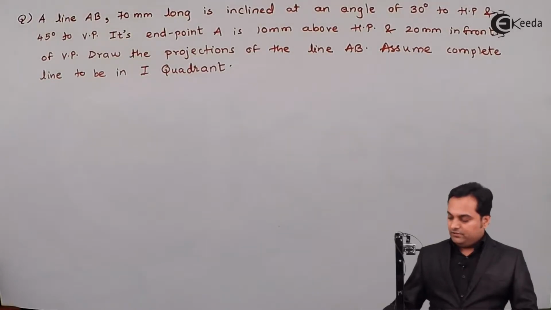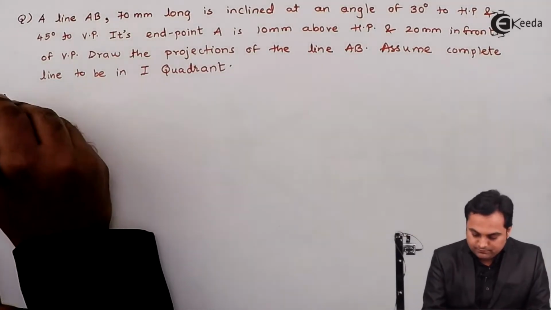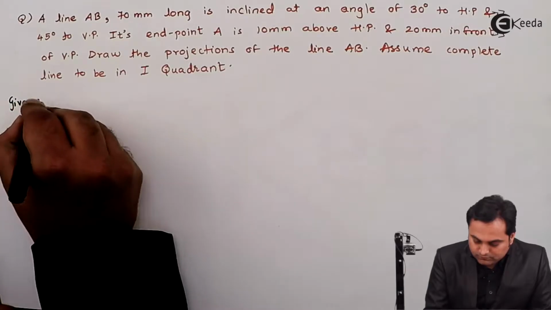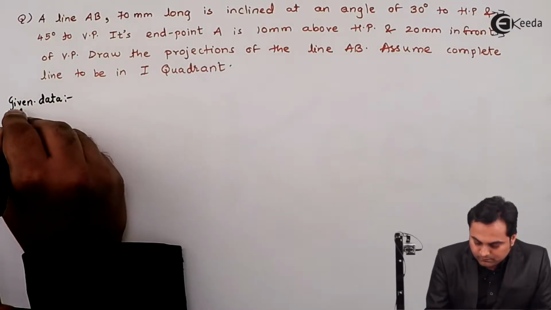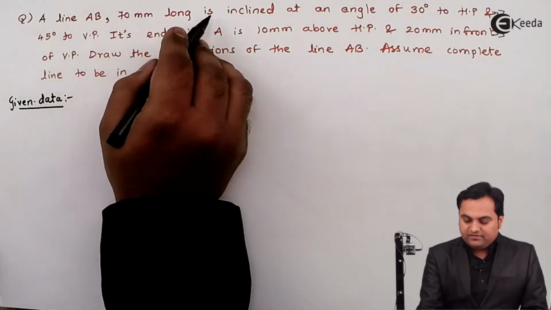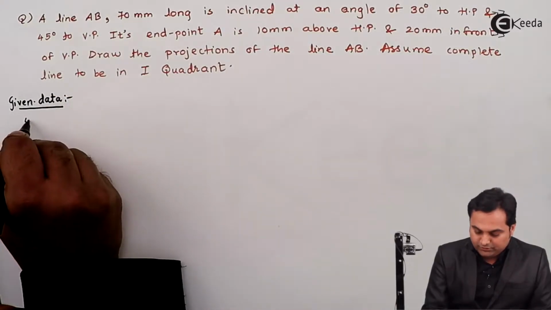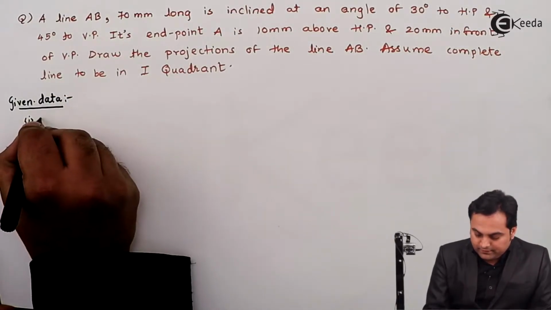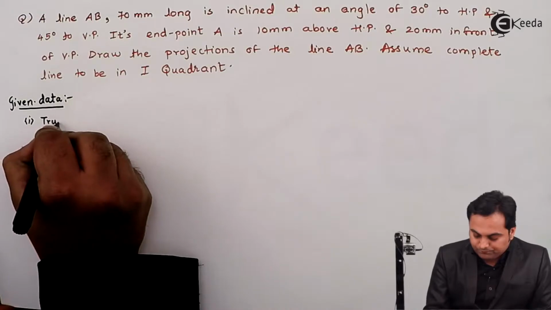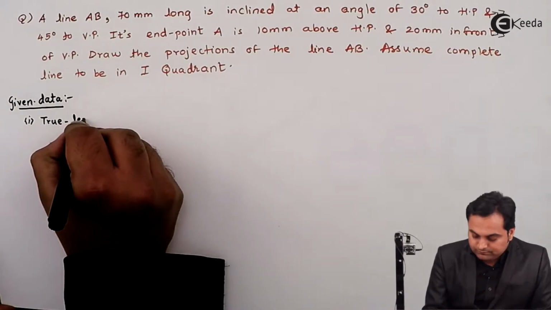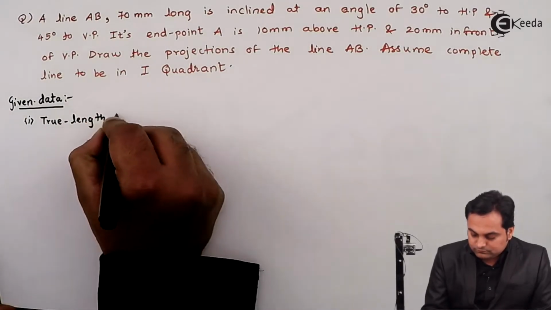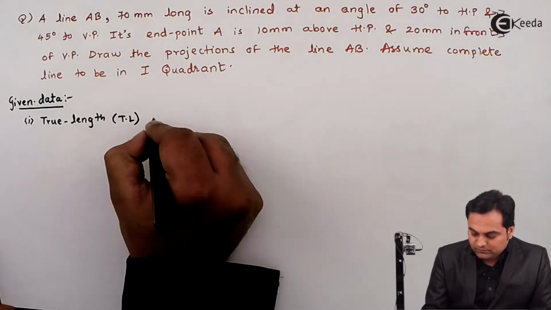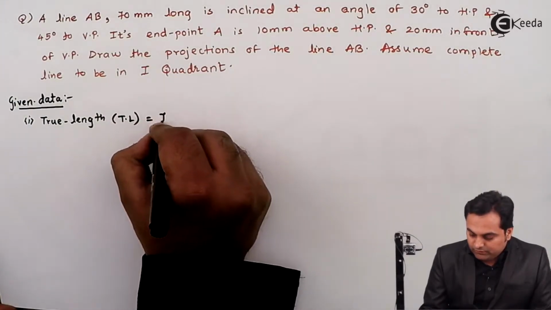First, I'll write the data for this question. Line AB 70 mm long. So that is the true length of the line. I'll write down that is true length, TL is equal to 70 mm.